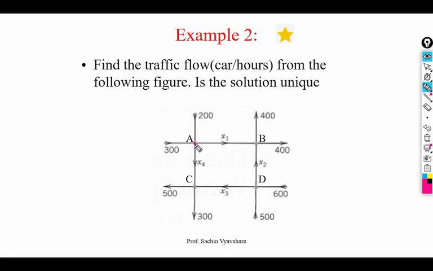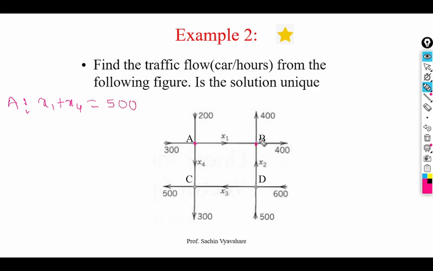It is exactly similar to KCL. Here we just say incoming vehicles equal outgoing vehicles. So at a point A, 300 are coming in, 200 also coming in, so 500 are incoming vehicles, and x1 and x4 are outgoing. So x1 plus x4, the outgoing vehicles, equals the incoming, which is 500. So that is point A.